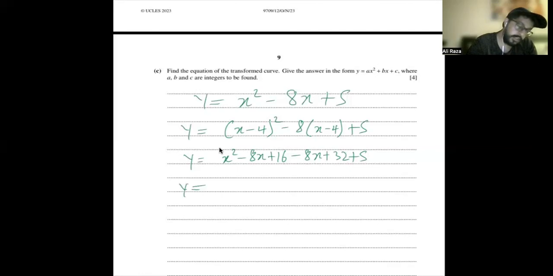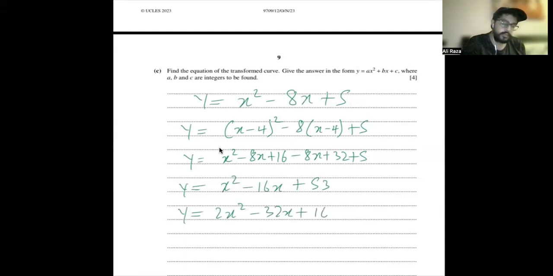We get the equation as x squared minus 16x plus 53. And then we'll multiply this by 2 for a stretch of scale factor 2 in the y direction. So this becomes 2x squared minus 32x plus 106.